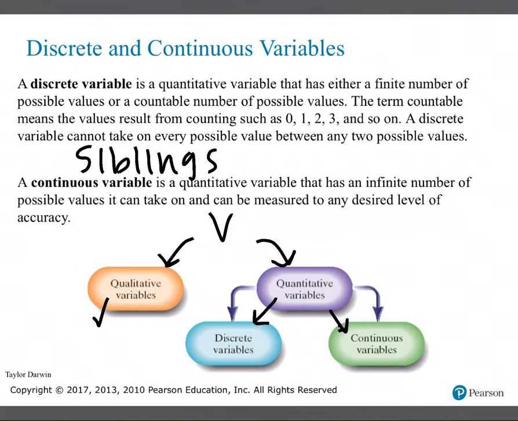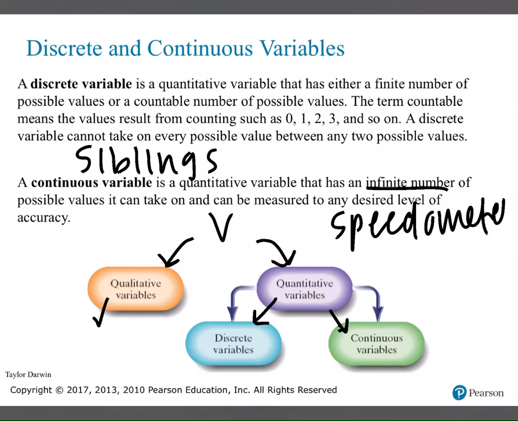And a continuous variable is a quantitative variable that has infinite number of possible values. So it can be as specific as possible, meaning maybe a speedometer is an example. It could be very specific, meaning you could be going 5.6789 miles per hour. It can be very, very, very specific. And so that's an example of a continuous variable.